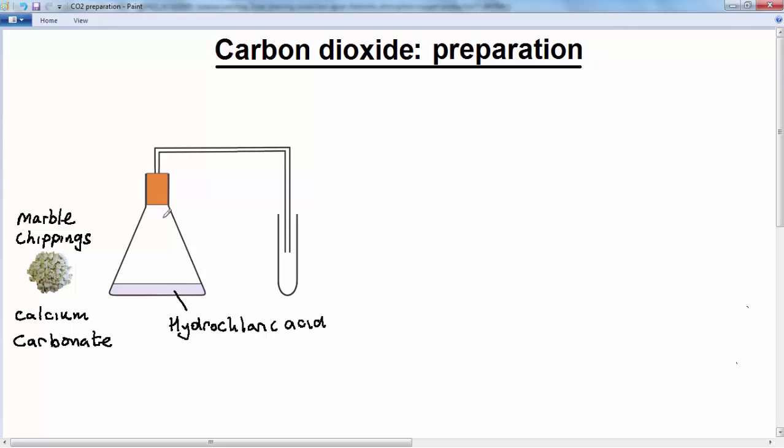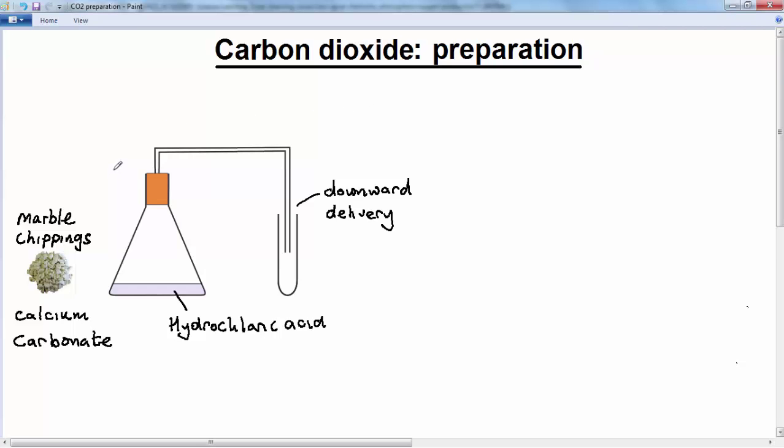hydrochloric acid. We've got a delivery tube here, and we're going to use the downward delivery method to collect the carbon dioxide. And the reason for that is that carbon dioxide is quite a dense gas. It will therefore push the air out of the test tube as it falls to the bottom of the test tube. Okay, so in this reaction, let's just write the general equation at the top here.